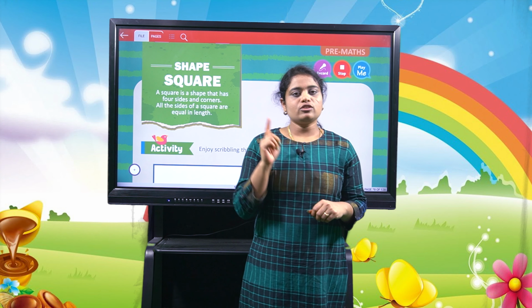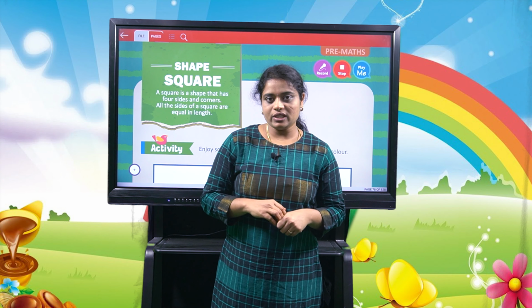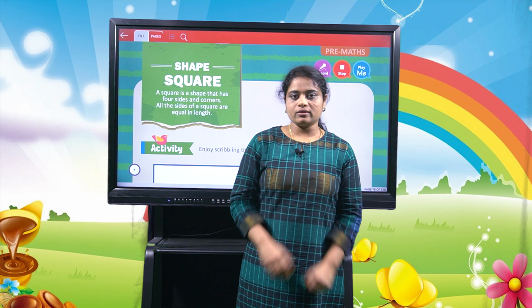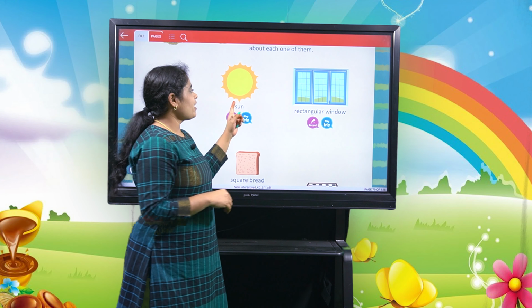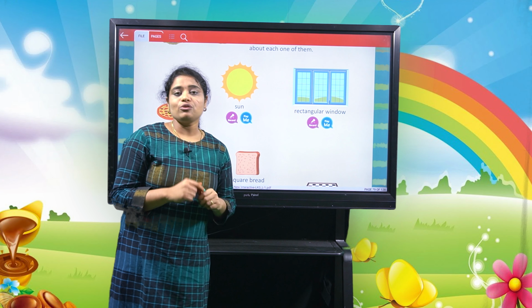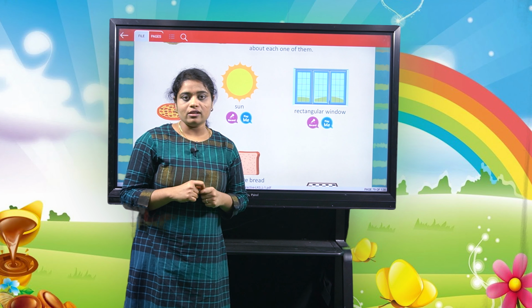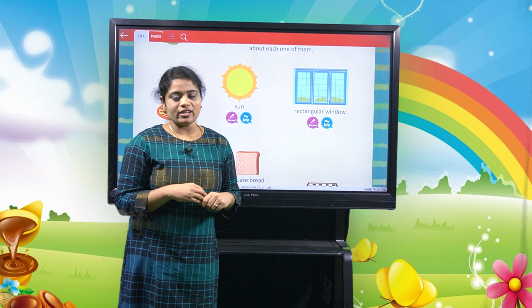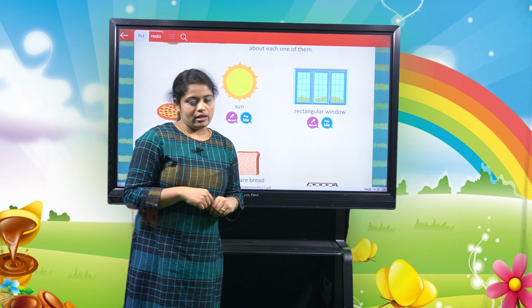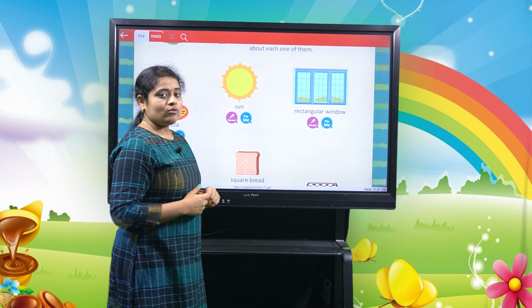Okay, children? So, now let's do an activity which is given in our book. Here we have an activity where we need to identify and circle the objects which are in the shape of a square. Okay. So, let's see what are those.